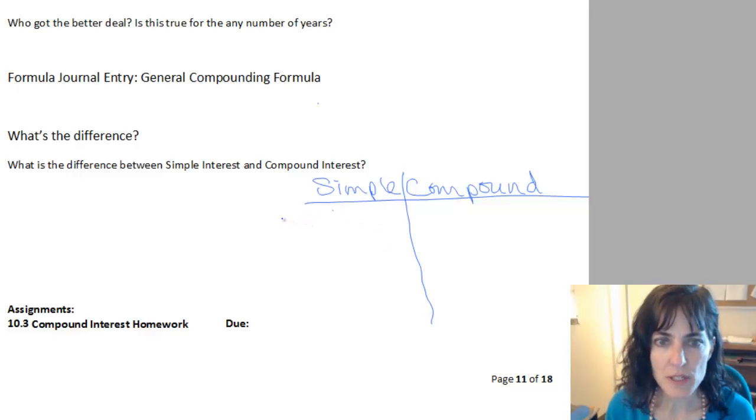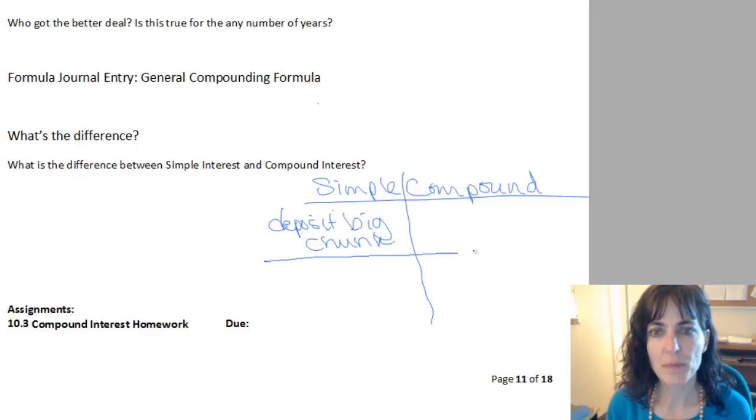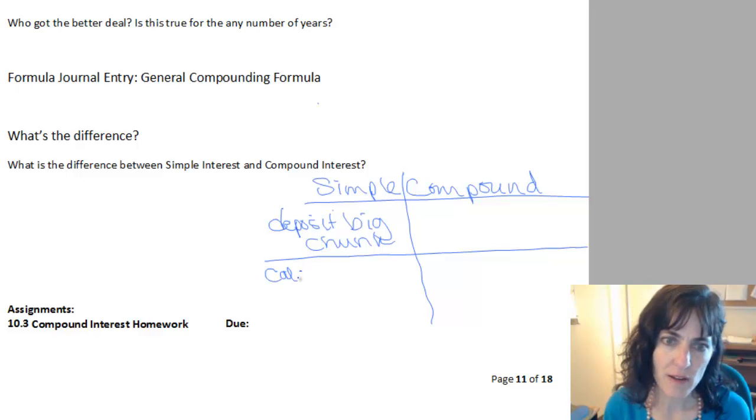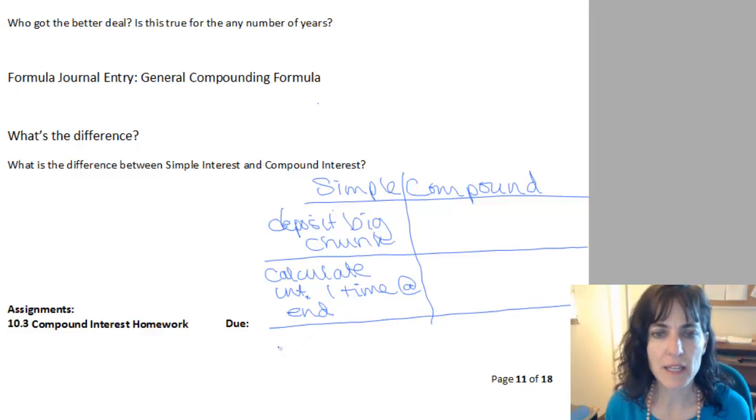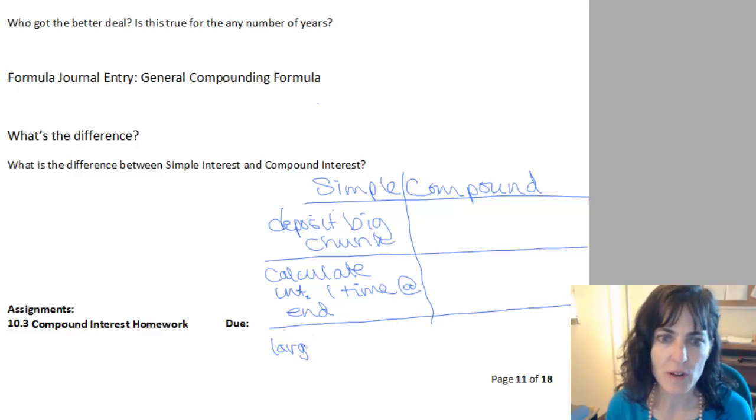So with simple interest, you deposit a big chunk at the start, and you calculate interest one time at the end, and then finally you get a larger chunk at the end.